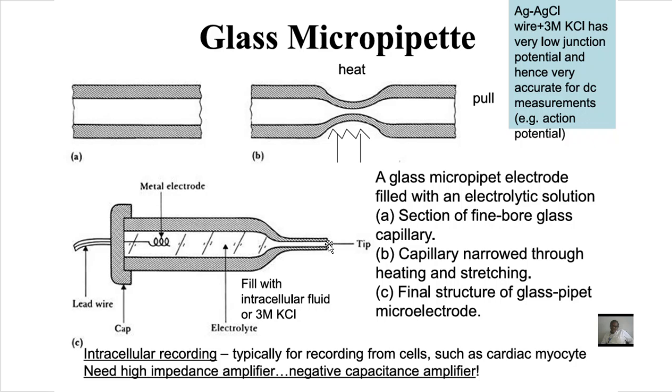Okay. If it is inserted into the cell, it is not in direct contact with the metal electrode, and the electrolyte transfers the biopotential to the metal electrode. Okay, this is C. So intracellular recording, typical for recording from cells such as cardiac myocytes, needs a very high impedance amplifier, negative capacitance amplifier. These are some of the glass micropipette microelectrodes.